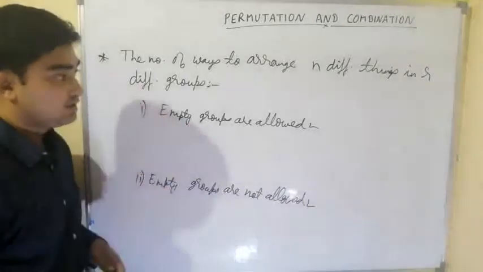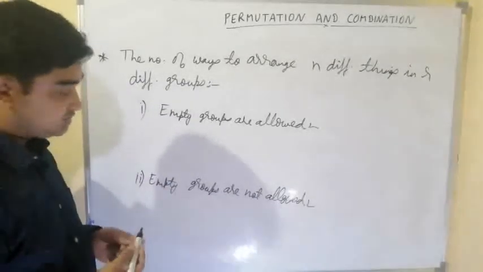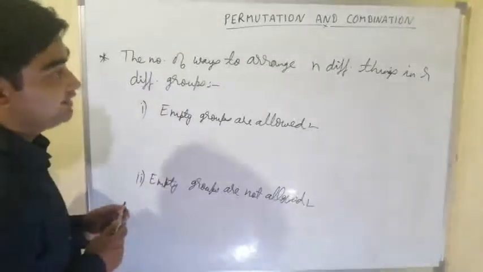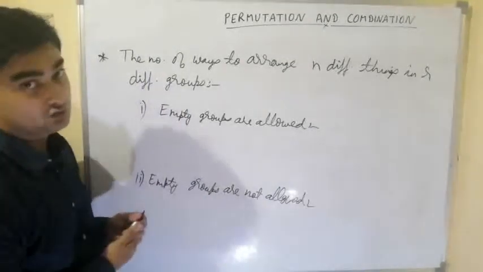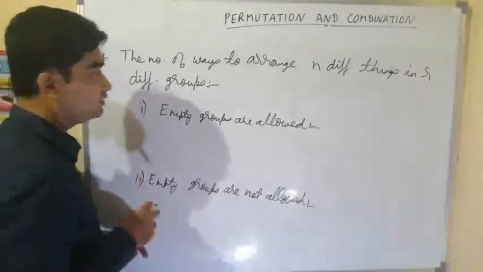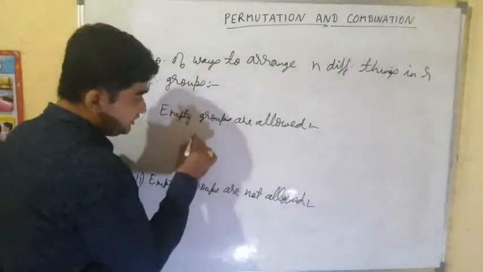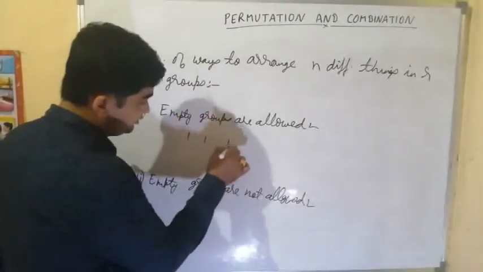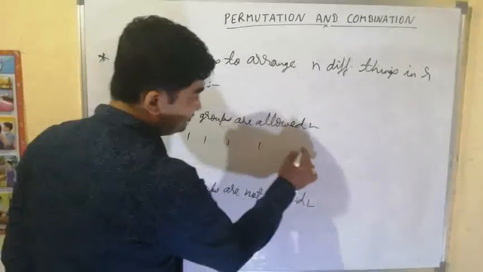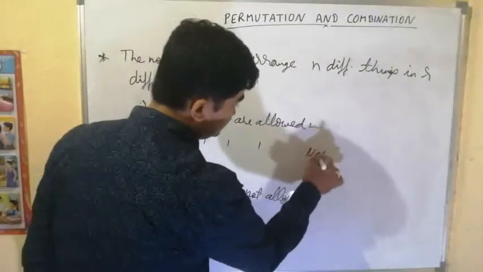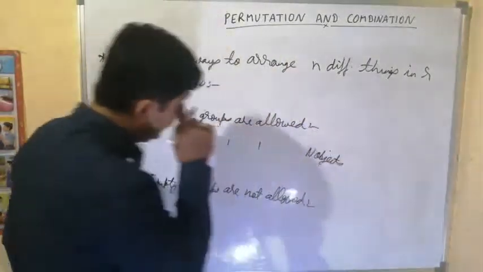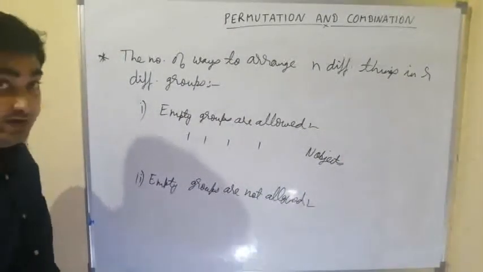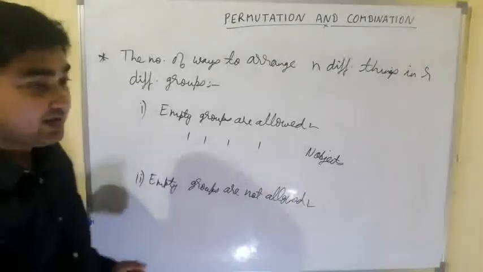If empty groups are allowed, then how can we arrange n different things in r different groups? Look, there are how many objects? n objects. Let us say first object, second object, third object. There are some n objects, right? And then we have to divide them into r groups. To divide into r groups, how many barriers do we need?